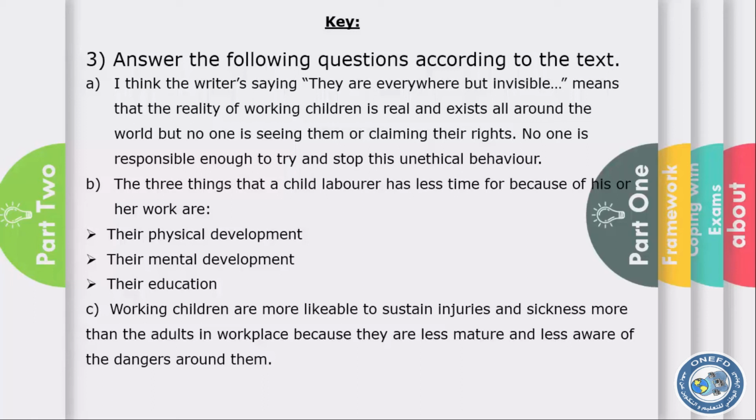B. The three things that a child laborer has less time for because of his or her work are their physical development, their mental development, and finally their education. C. Working children are more likely to sustain injuries and sickness more than the adults in the workplace because they are less mature and less aware of dangers around them.